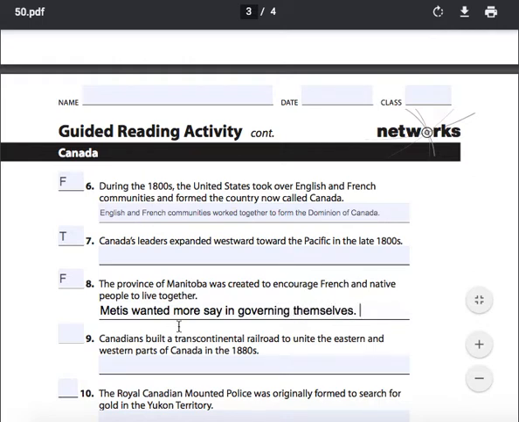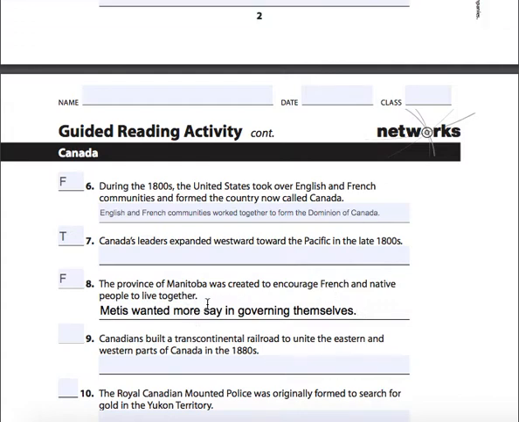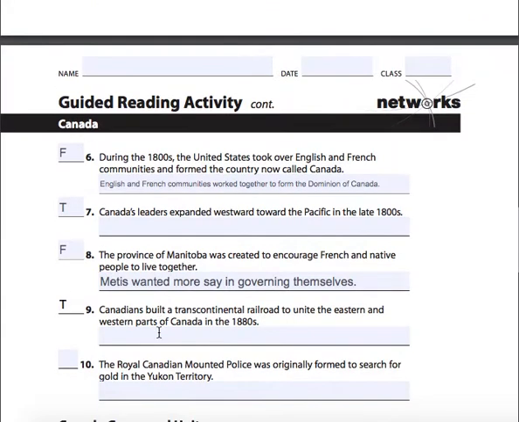These were the native peoples and the French people's descendants that have a distinct culture because of that heritage. Number 9, Canada built a transcontinental railroad to unite the eastern and western parts of Canada. That is true. And number 10, the Royal Canadian Mounted Police was originally formed to search for gold in the Yukon Territory. Let's finish this by reading the rest of page 187.